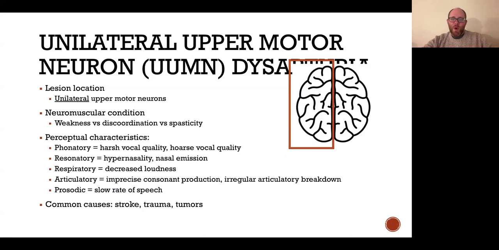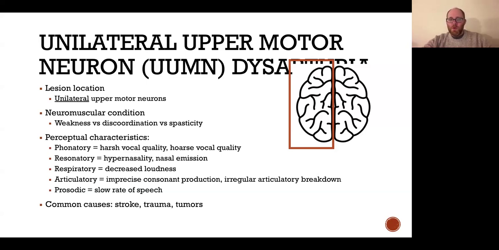The trouble with UUMN dysarthria is there are a lot of different things that you might see, just because this issue tends to not be as severe as some of the other dysarthrias that are out there, just because of how wiring in the brain works and innervation of our muscles. You may have some weakness versus discoordination versus spasticity. And again, I stress some because these are not typically as severe as a flaccid dysarthria, an ataxic dysarthria, or a spastic dysarthria.